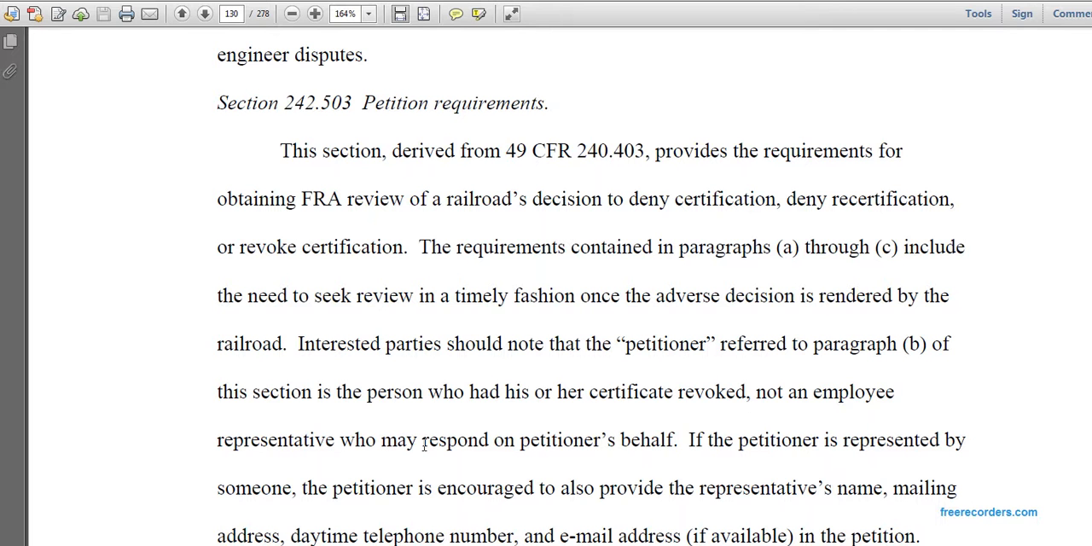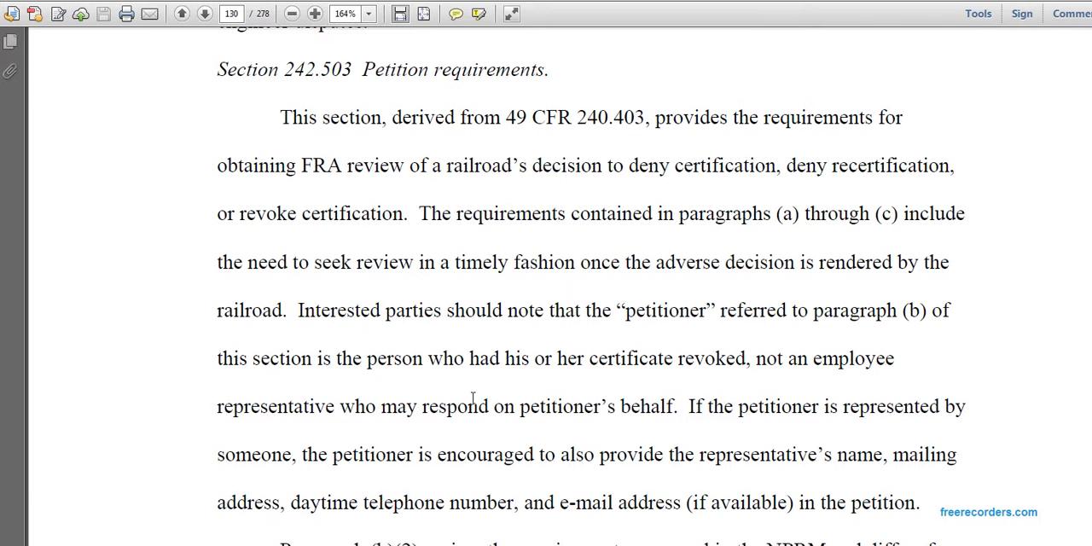Section 242.503, Petition requirements. This section, derived from Title 49 CFR 244.103, provides the requirements for obtaining FRA review of the railroad's decision to deny certification, deny recertification, or revoke certification. The requirements contained in paragraphs A through C include the need to seek review in a timely fashion of the adverse decision rendered by the railroad. Interested parties should note that the petitioner referred to in paragraph B of this section is the person who had his or her certification revoked, not an employee representative who may respond on the petitioner's behalf.